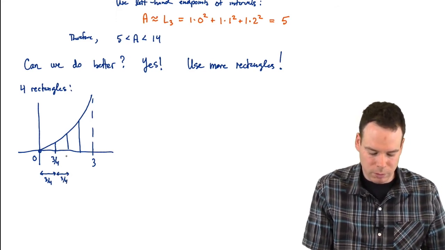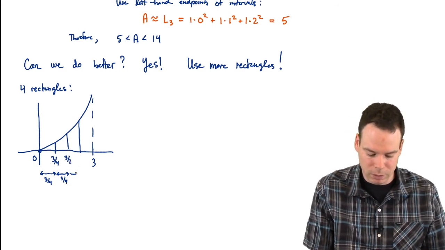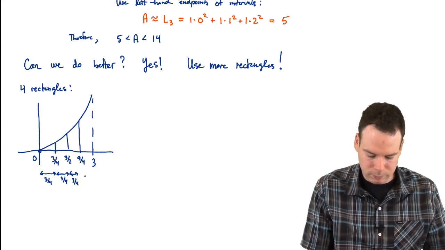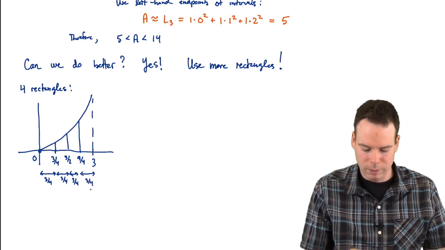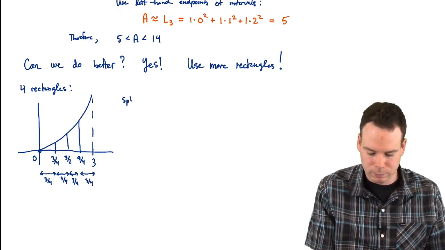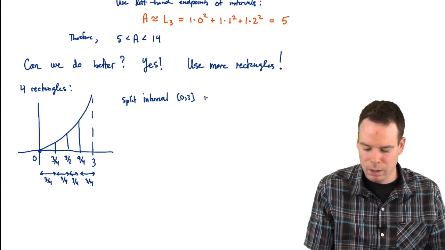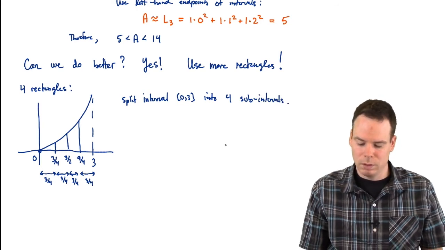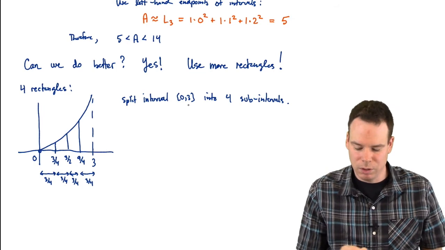So 3/4 plus another 3/4 is 3/2. We're smack dab in the middle of that interval. Plus another 3/4 is 9/4, plus another 3/4 gets us out to 3. So split the region, or maybe I should say split the interval 0 to 3, into 4 what we'll call sub-intervals. 4 intervals that are each a subset of the original interval.